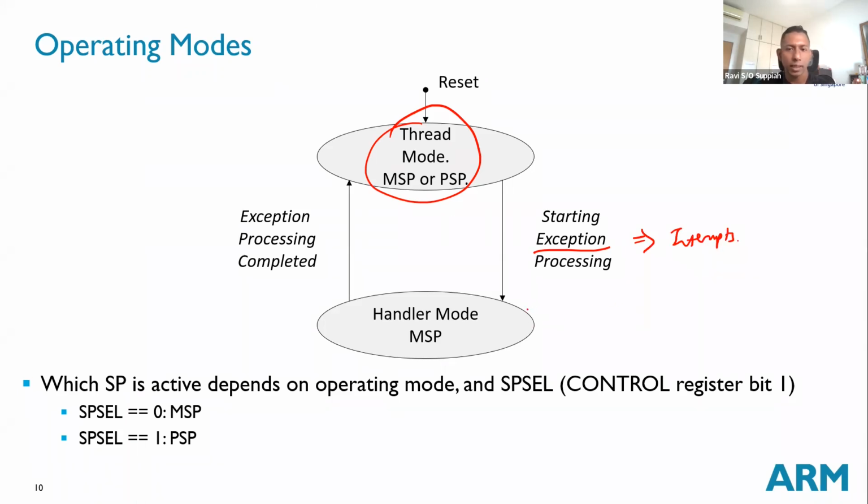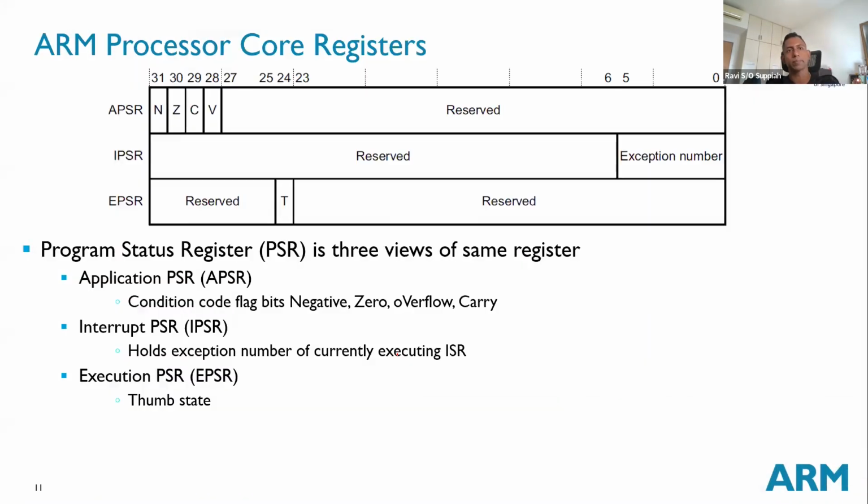Okay, so on an exception or interrupt, you switch to what we call a handler mode. All of this is handled in the back end by the processor whenever you are switching and handling interrupts. In terms of the registers, we have some core registers.